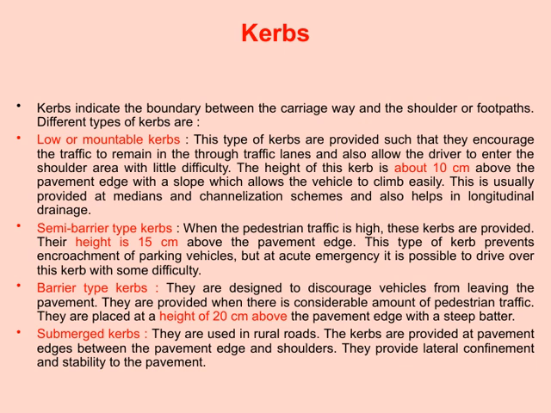Next, we have semi-barrier type curbs. These are a bit taller, around 15 centimeters high, and are used when pedestrian traffic is high. They act as a physical barrier to prevent vehicles from encroaching into parking areas. However, in emergency situations, vehicles can still drive over these curbs, though with some difficulty. They strike a balance between safety and accessibility. Then there are barrier-type curbs, which are about 20 centimeters high and have a steep batter.